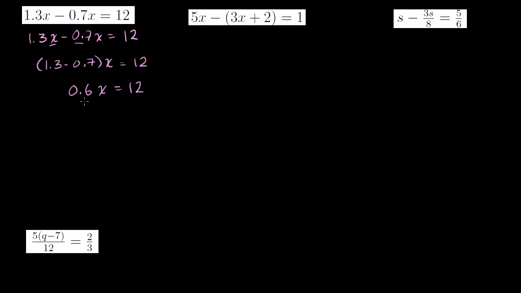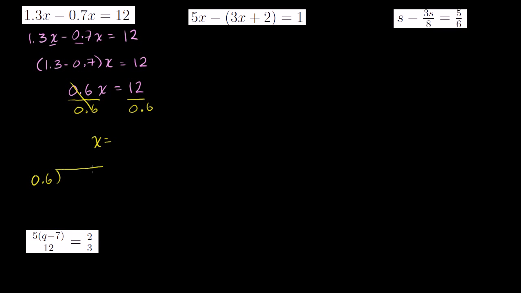And now this looks just like one of the problems we did in the last video. We have a coefficient times x is equal to some other number. Well, let's divide both sides of this equation by that coefficient. Divide both sides by 0.6. And so the left-hand side will just become an x. x is equal to, and what is 12 divided by 0.6?